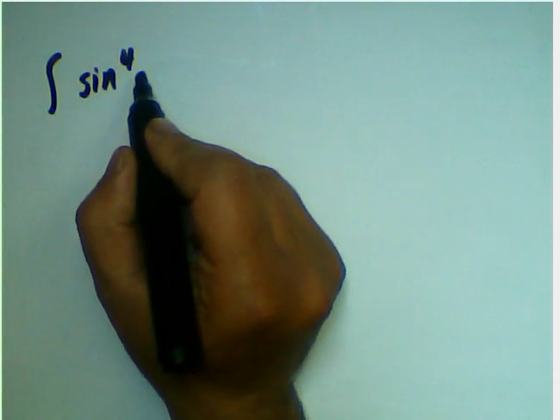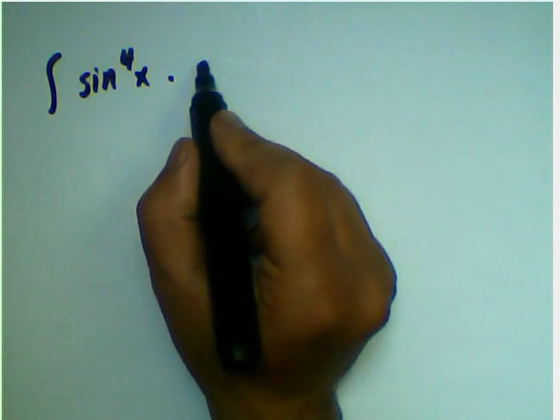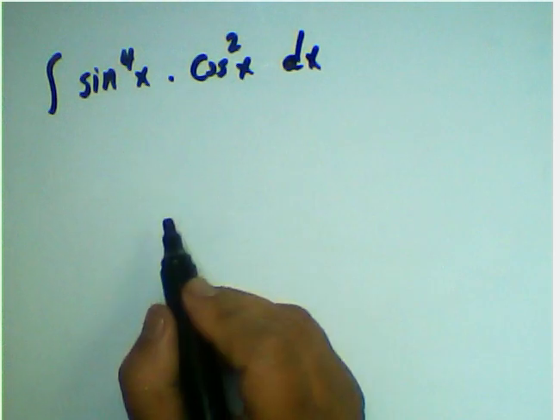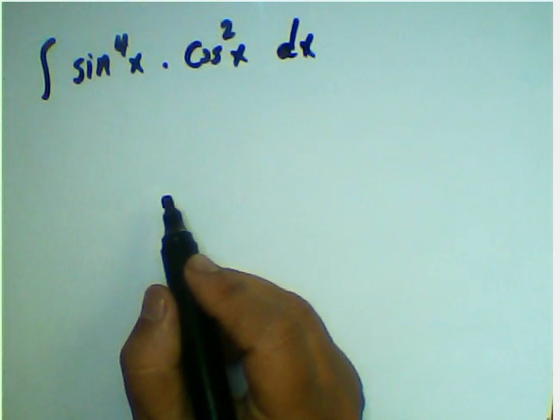How are you? Today we will complete a lot of questions talking about integration. Look at with me about this question here. We want to find the integration of this function: sine to the power 4 of angle x multiplied by cosine to the power 2 of angle x dx.